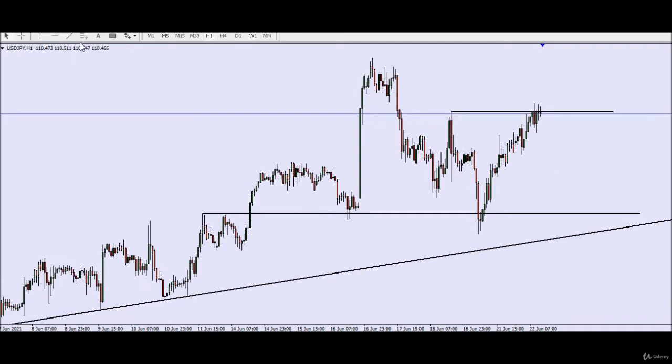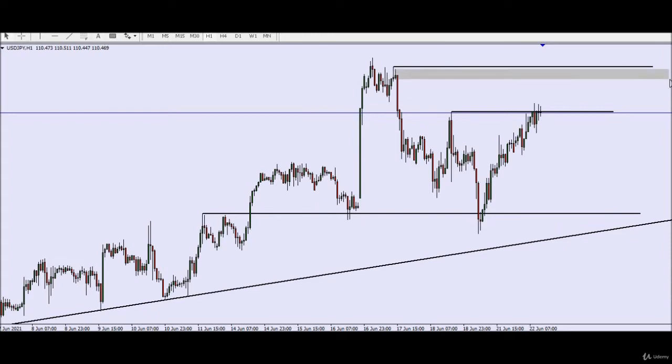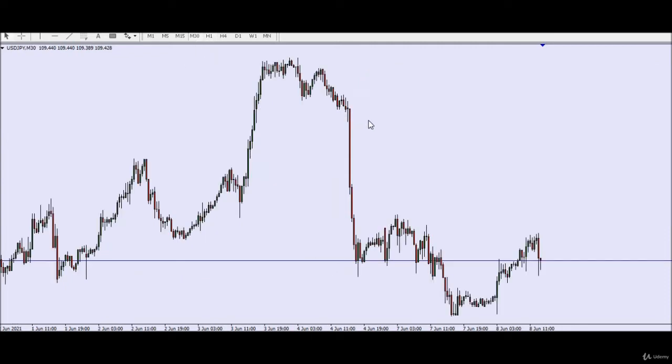We can do one more. I will do it like this. So you can see here is a very big move, so it's also a level of supply zone, so we need to be careful when the price will be here. And let's move to lower time frames.